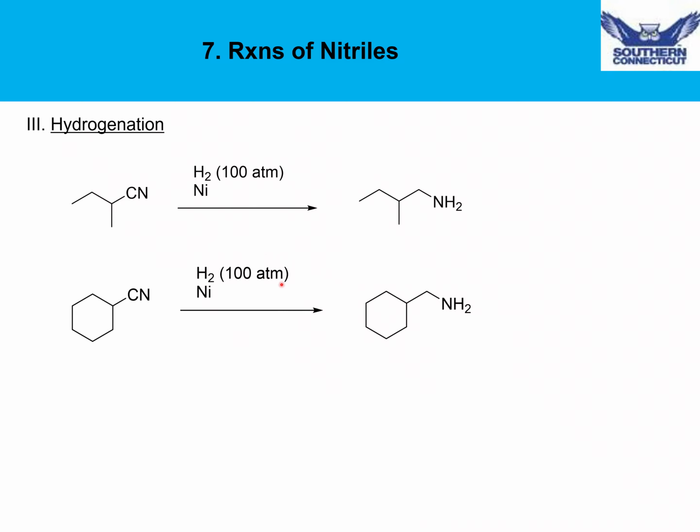The high pressure hydrogen here can be achieved by doing the reaction in a stainless steel reactor and pumping it with hydrogen gas while the reactants are also present.